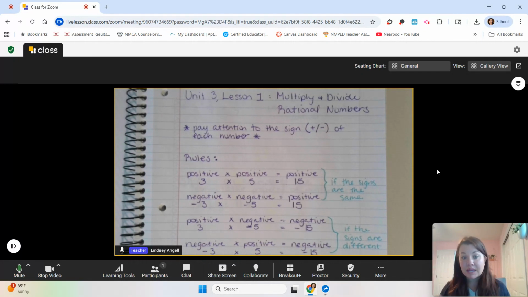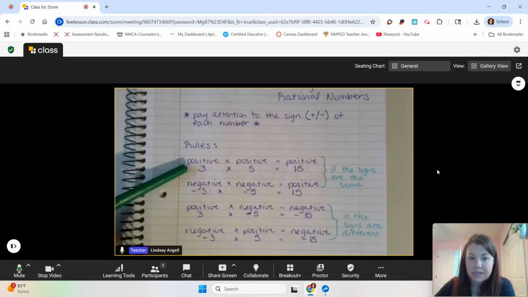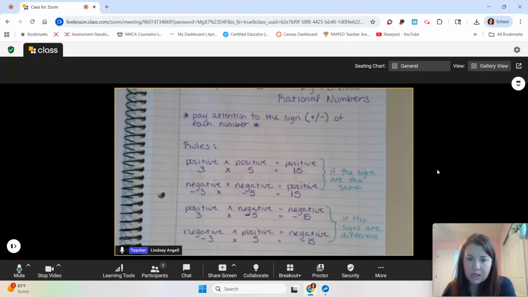Alright, so let's see. First off, you really need to pay attention to the sign of each number, because that's how you're going to make sure that you get the correct answer, at least when it comes to whether it's positive or negative. There are kind of 4 different rules, more like 2, I guess, for when you're multiplying positive and negative numbers. If all of them are positive, then your answer is going to be positive. That's just like normal multiplication that you've learned since probably 3rd grade.